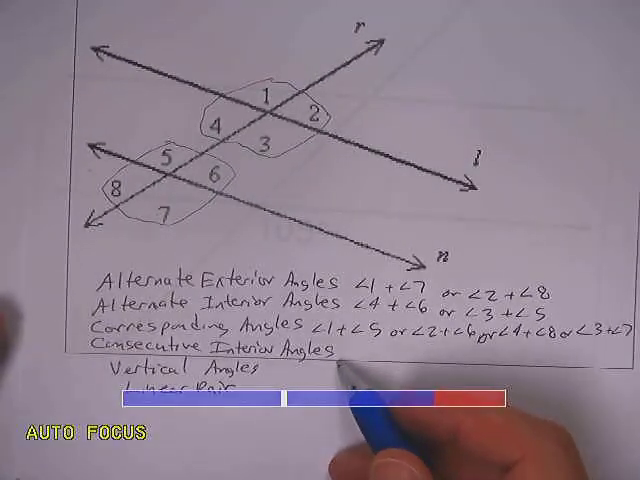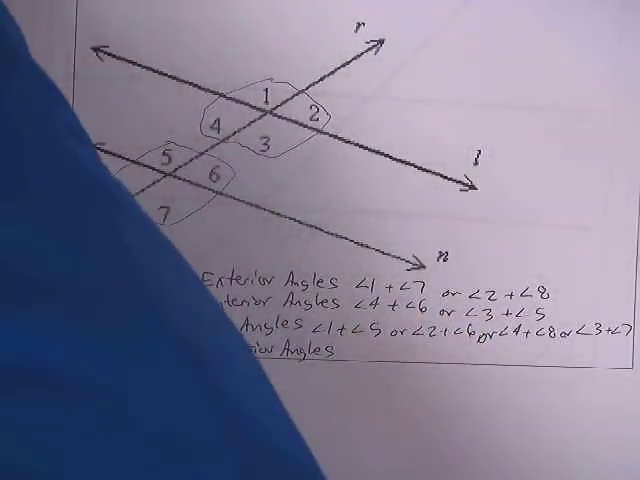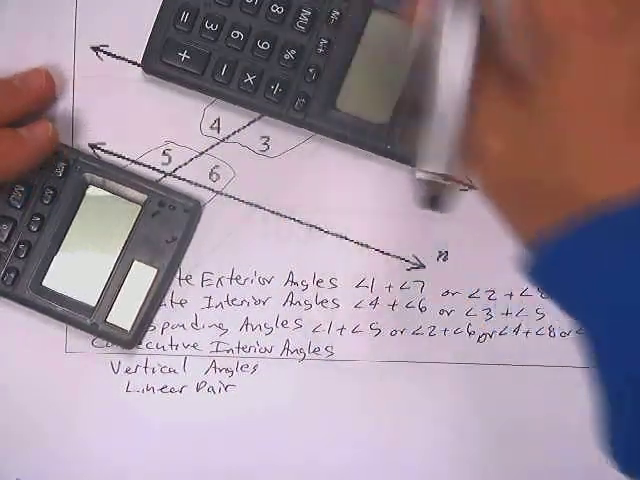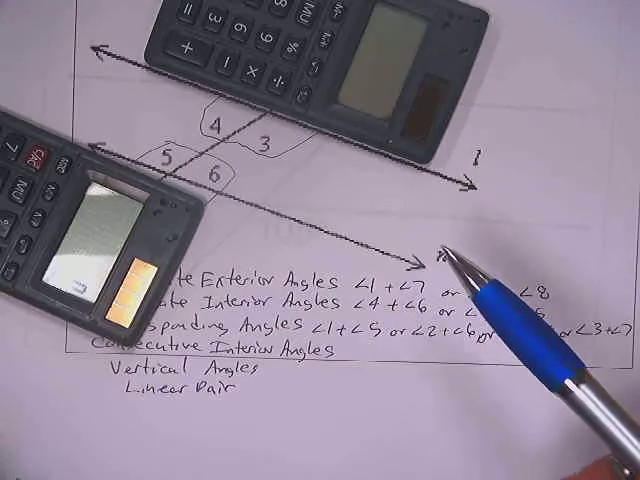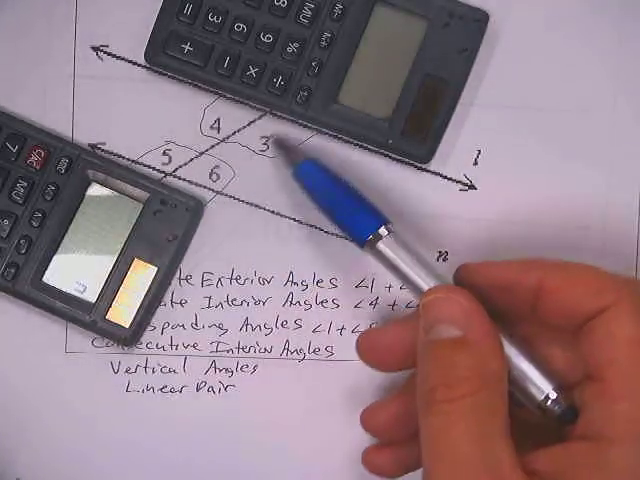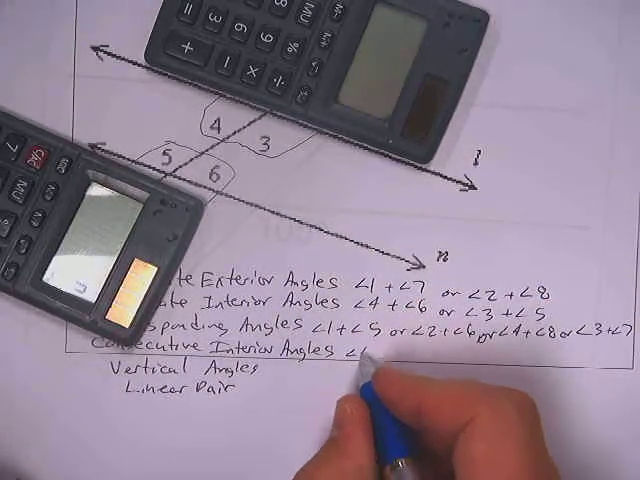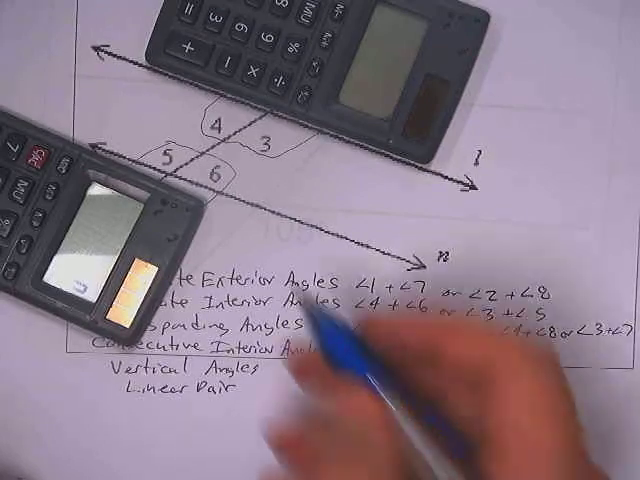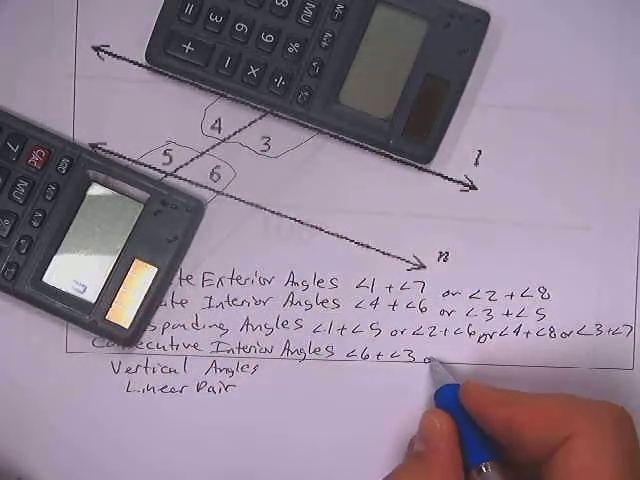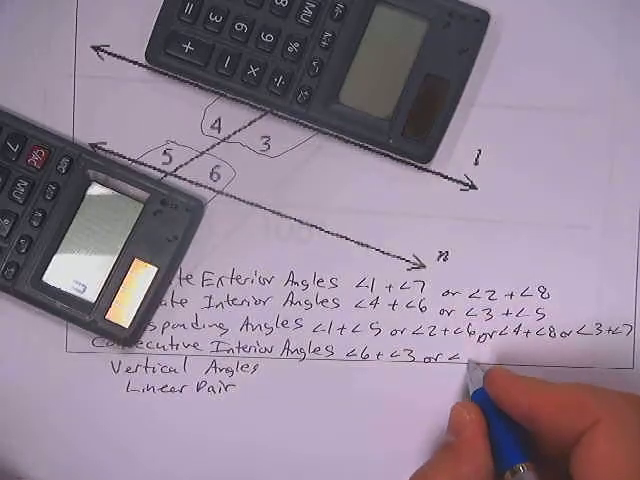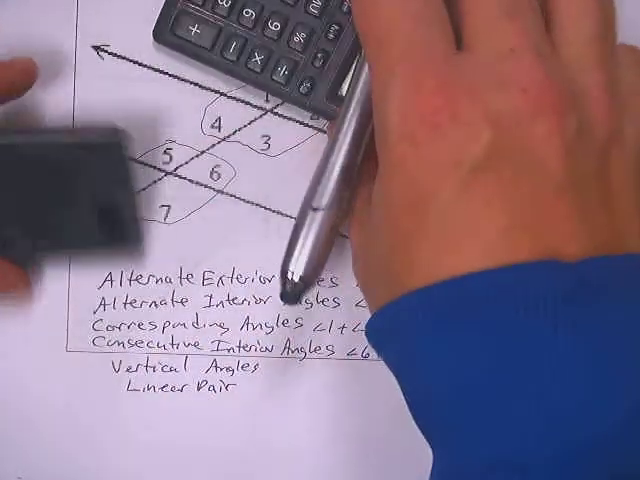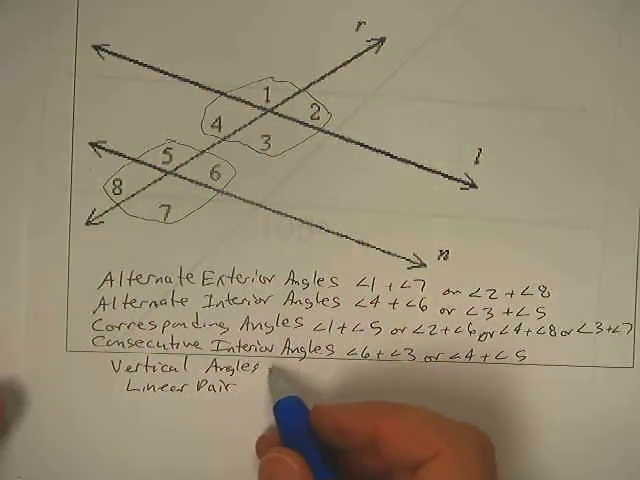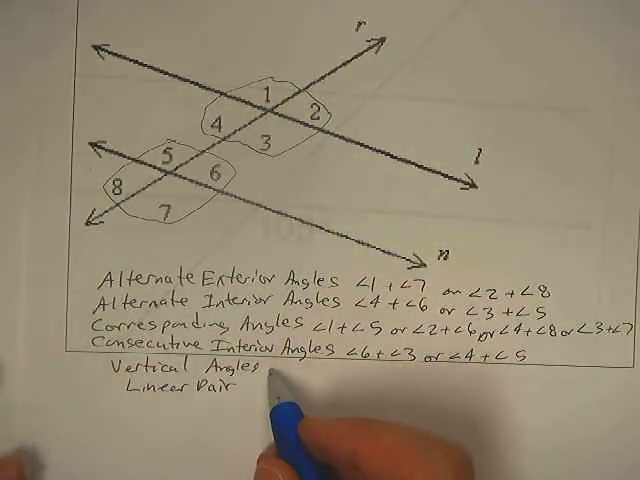Consecutive interior angles. These angles right here are inside parallel lines, but there are no transversals or lines between them. So for instance, 6 and 3 are consecutive interior angles, or 4 and 5 are consecutive interior angles.